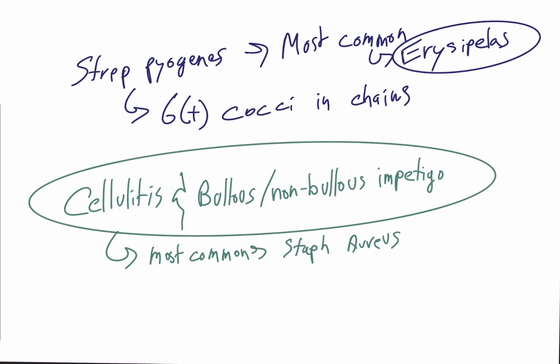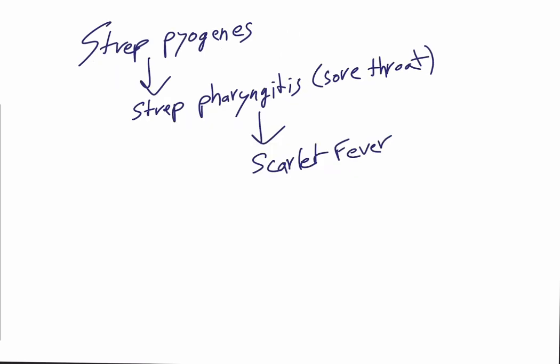For cellulitis and bullous/non-bullous impetigo, Staph aureus is more common. For erysipelas, group A strep is more common. Strep pyogenes causes strep pharyngitis. That's a sore throat. This can lead to scarlet fever.